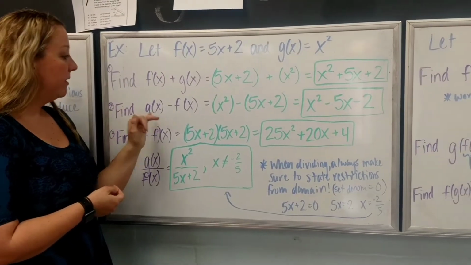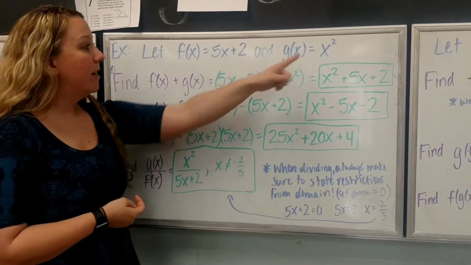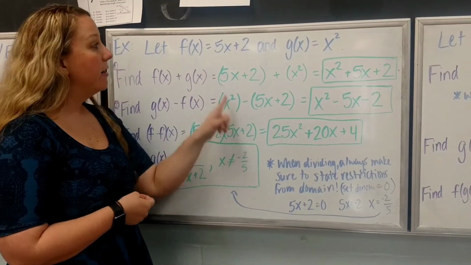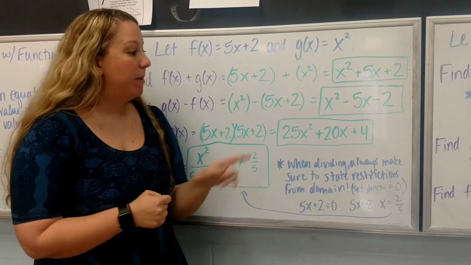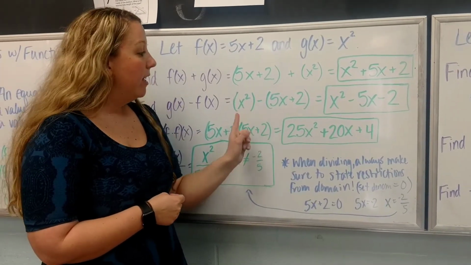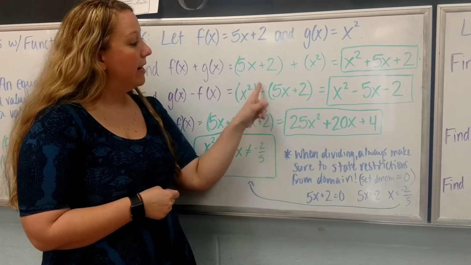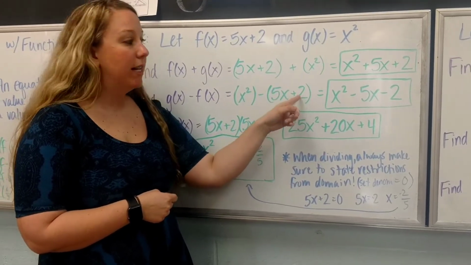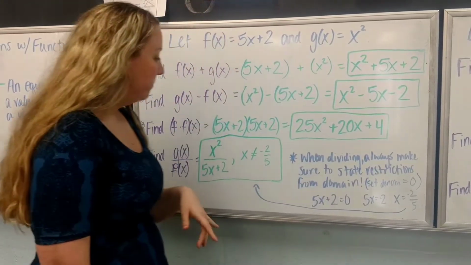My second one says g of x minus f of x. Because I start with g of x, I want to start with x squared minus 5x plus 2. And anytime you're subtracting, you have to make sure you distribute this negative sign. So I have x squared minus 5x and minus 2, because that negative goes to this 5x and it goes to that 2. So my final answer is going to be x squared minus 5x minus 2.